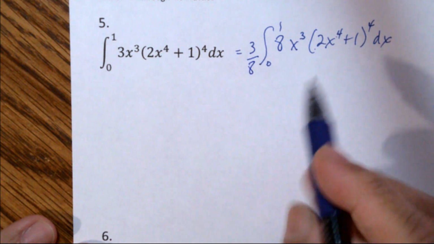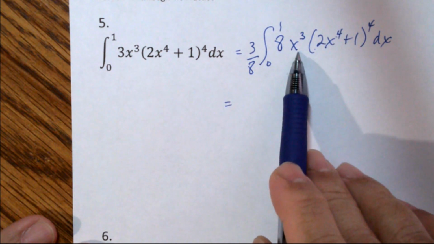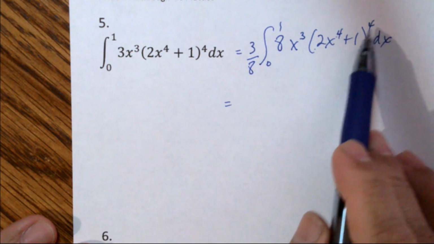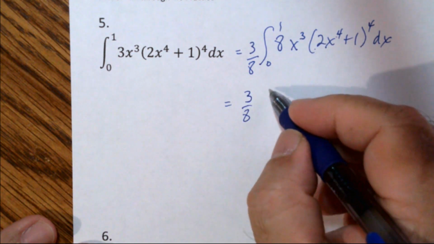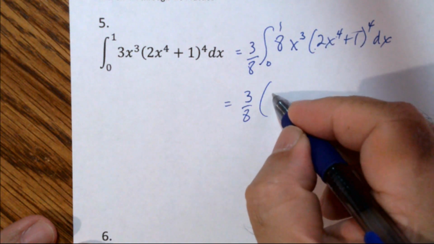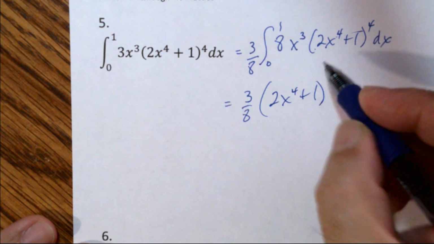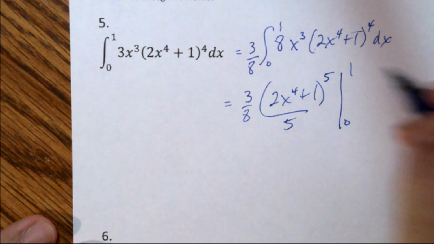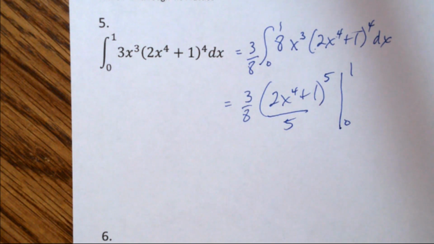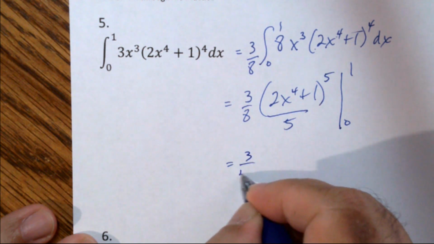So now I have the derivative of this part sitting right there. So that means I could just use power rule on this whole thing. So 3/8 is coming for the ride. And that's going to be 2x to the 4th plus 1. I'm doing the power rule on the 4. So I'm adding 1 to the exponent, dividing by the exponent, and taking it between 1 and 0. Let's clean it up a little bit. I like to multiply the 8 and the 5. That'll be 3/40.